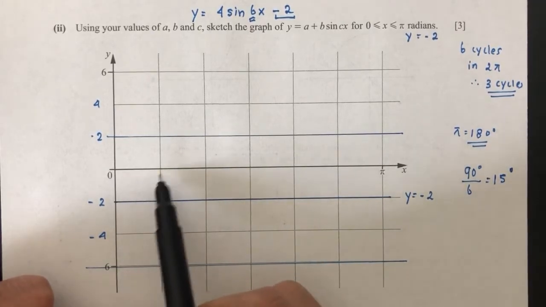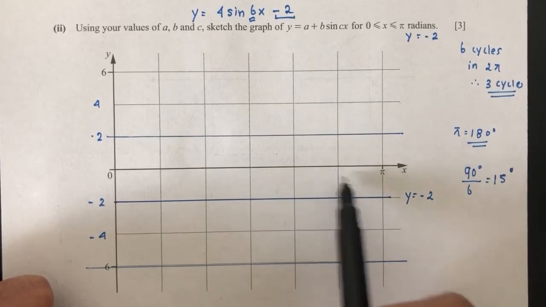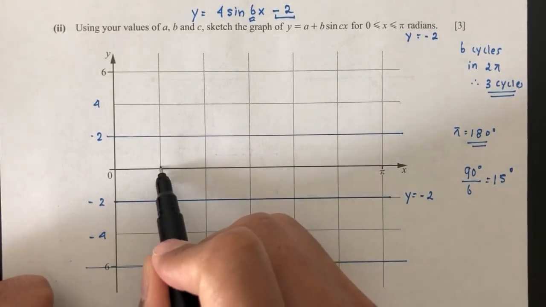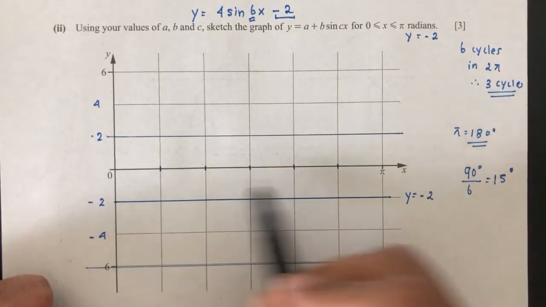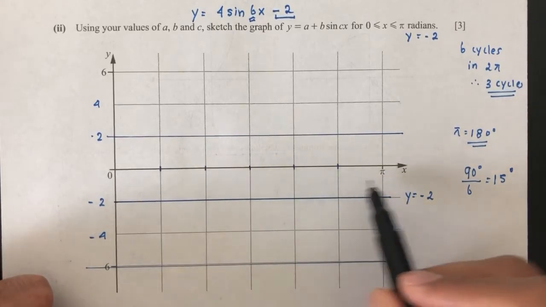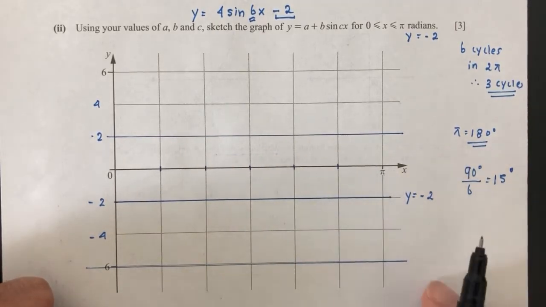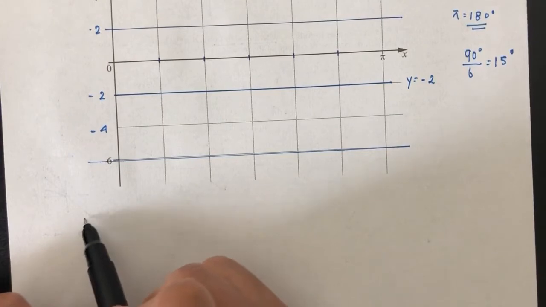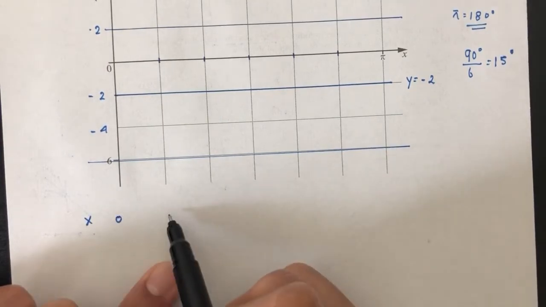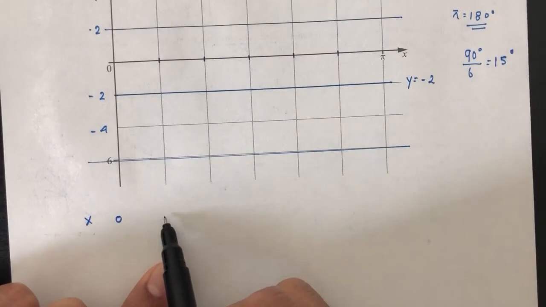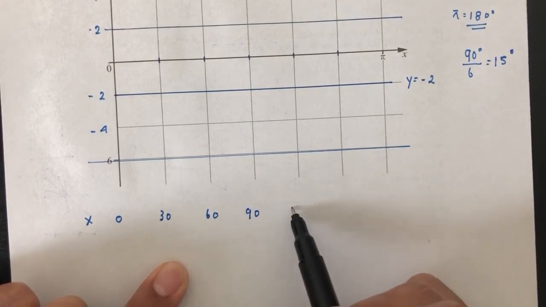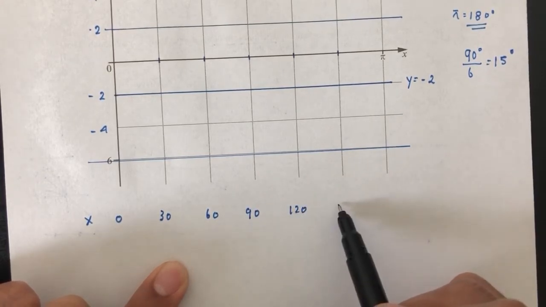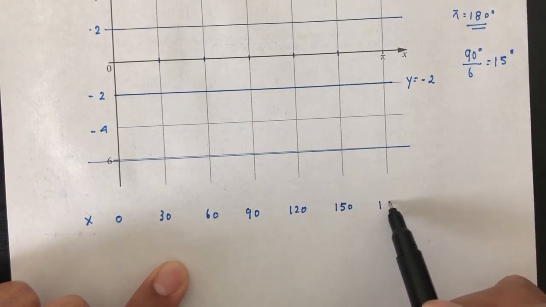Here we have 1, 2, 3, 4, 5, 6 intervals. Let's divide them. If you were to write those in degrees, this will be 180. So let's take x in degrees: 0, then divided by 6 that will be 30, then 60, then 90, then 120, then 150, and this will be 180.